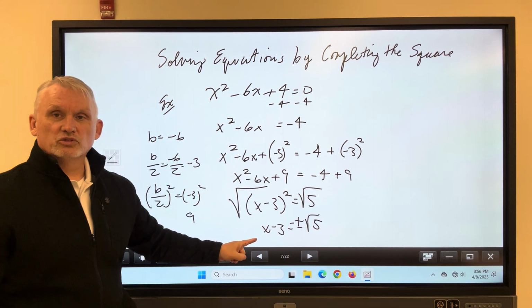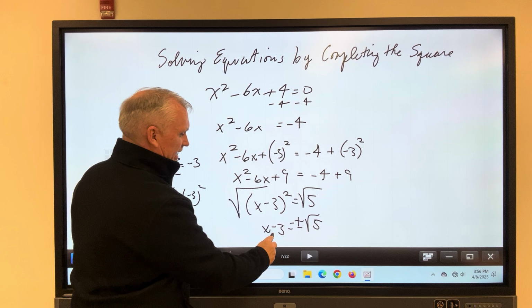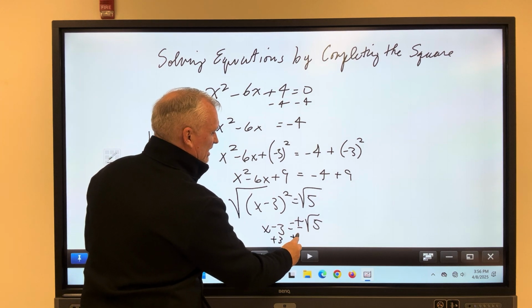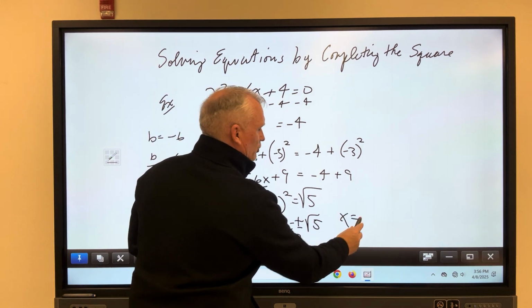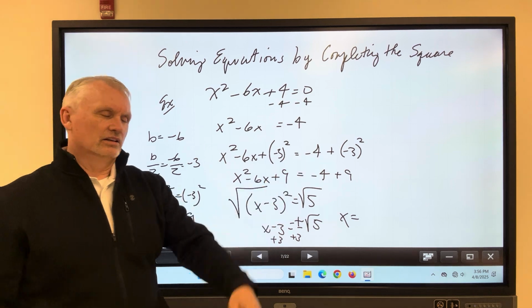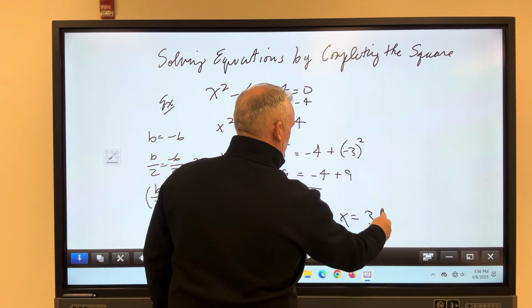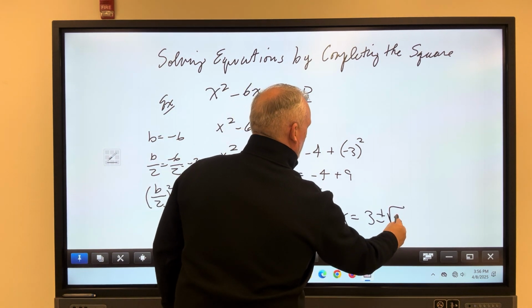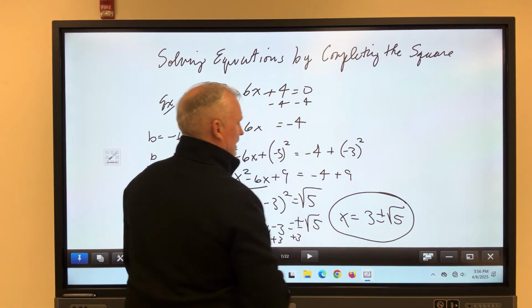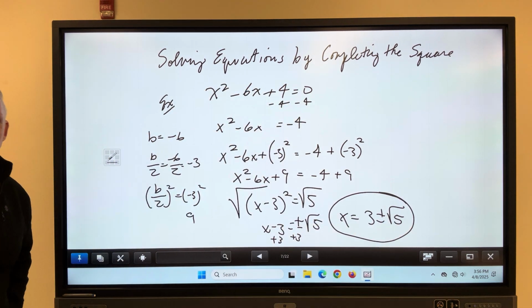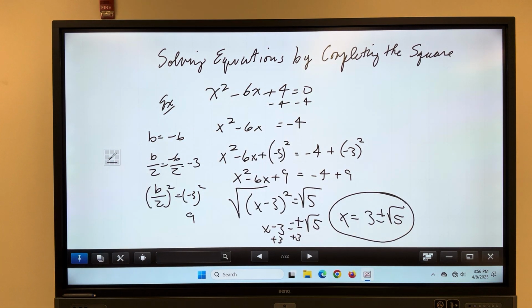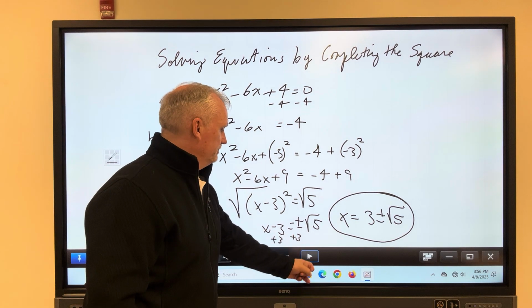I don't like this because I'm solving for x. So I add 3. I get x is equal to, remember, put the constant to lead it, 3 plus or minus square root of 5. It's a heck of a problem. But that's what we're doing. Next.